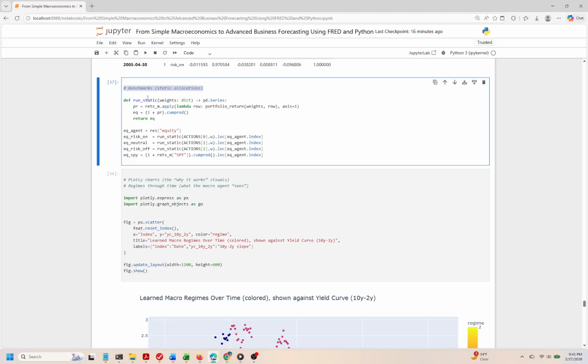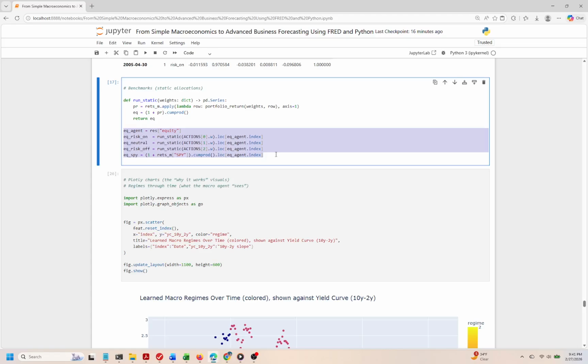The heart of this implementation is the function called runStatic, which takes a dictionary of weights as its argument. Inside the function, we apply a method to the returns data, retsm, that calculates the portfolio return for each time period by using the specified weights. This is achieved through a lambda function that calls another function, portfolio return, on each row of return data. Once we have the portfolio returns, the cumulative product is computed. This step allows us to track the growth of our investment over the selected period, revealing how the portfolio performs when adhering to these static weights.